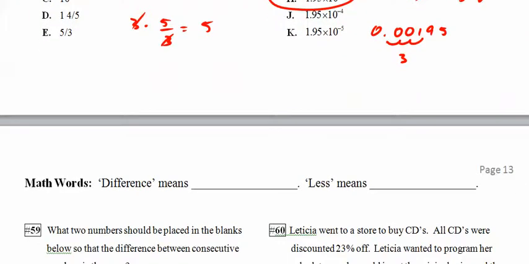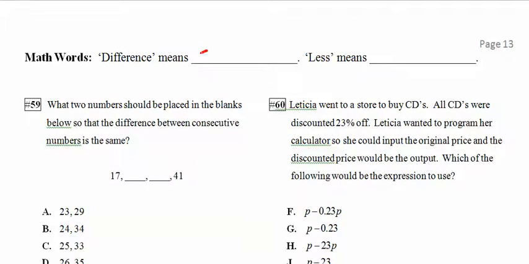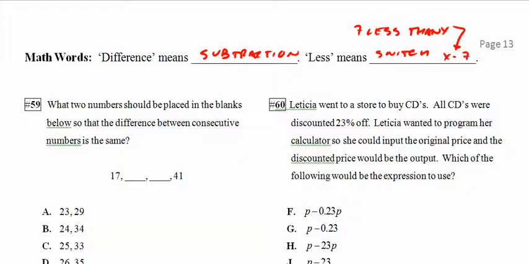Tiny bit of lecture here. Difference means subtraction. The difference between 7 and 2. Less means also subtraction, but switch. So 7 less than x means x minus 7.